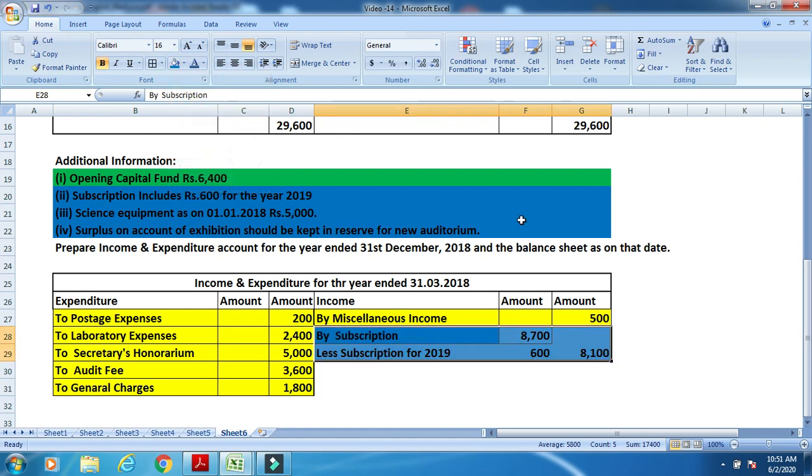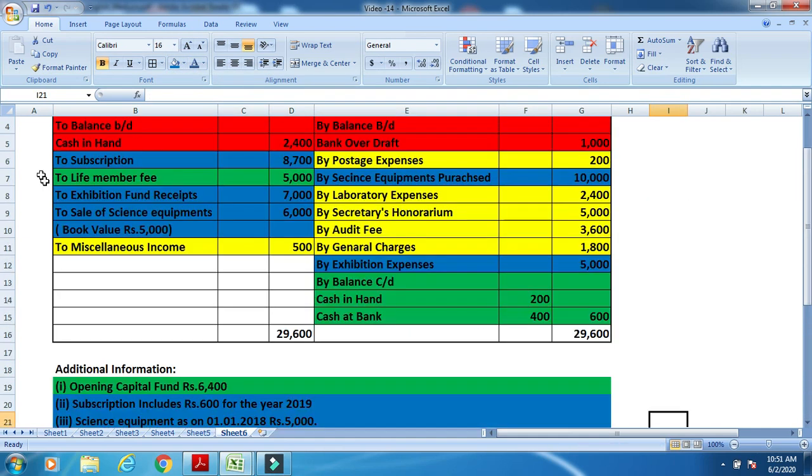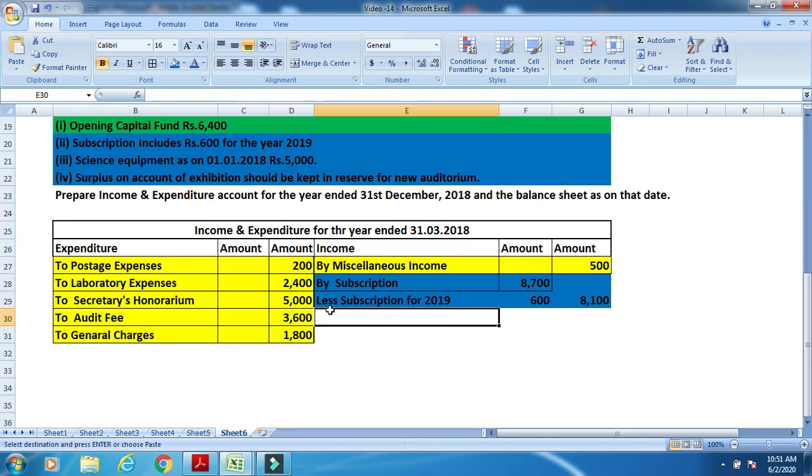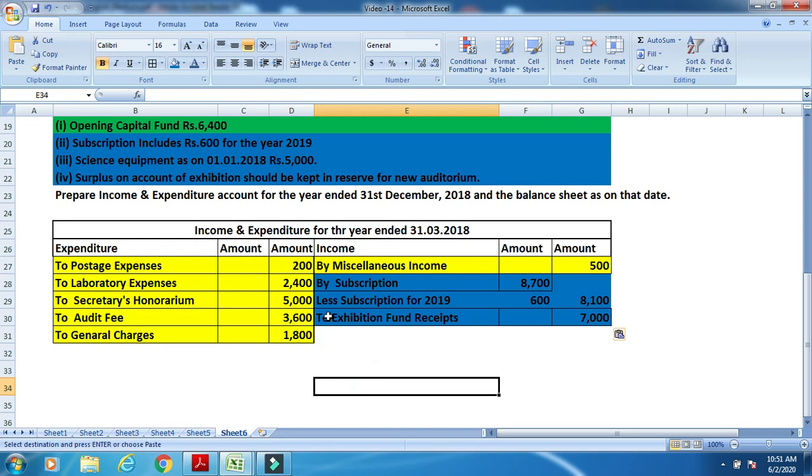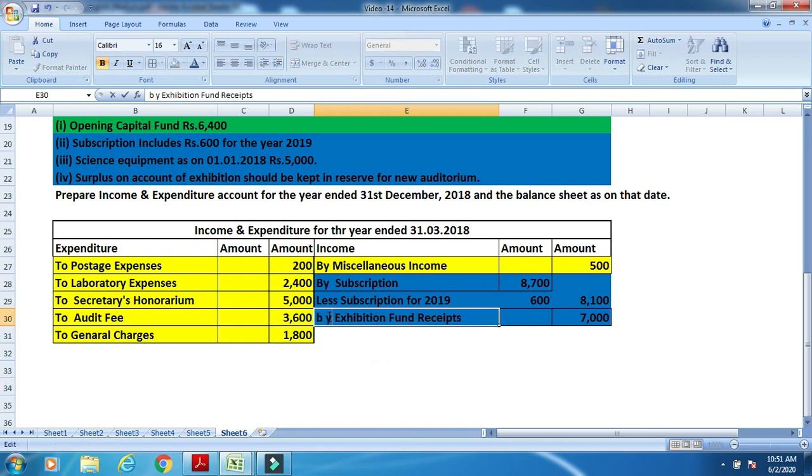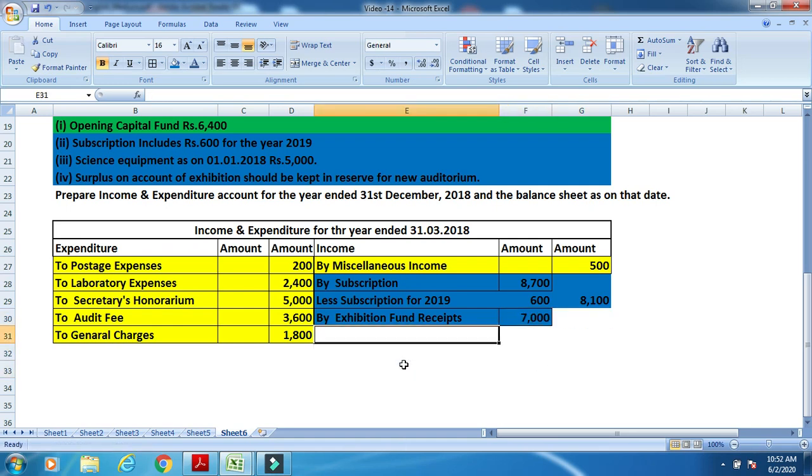What is the next adjustment? Go through the receipt and payment account. Subscription is over. Next, the exhibition fund receipt. Here they have given the exhibition fund receipt; take it as the second adjustment. Mention here to becomes by. So whenever we have an adjustment, it should be mentioned in the inner column. 7,000 here, less. So what are we given here?